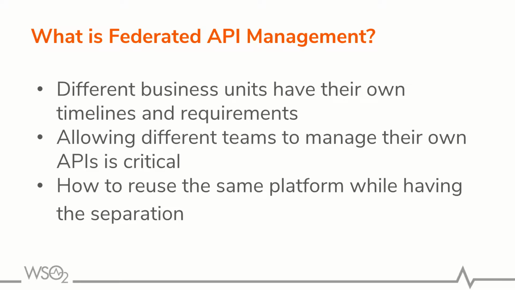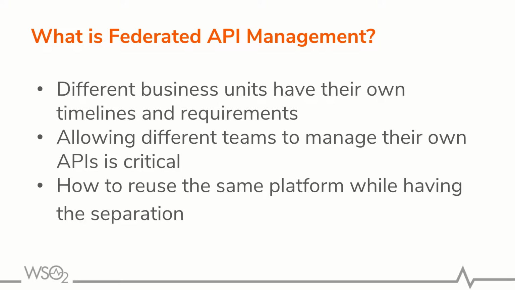In a typical business, if you are a large organization, you may have different business units, or BUs, which have their own timelines and requirements. One business unit may require 10 APIs and another business unit may require 100 APIs, and they may have different transaction rates, different timelines. Likewise, some may be running on agile practices, some may be running on waterfall practices.